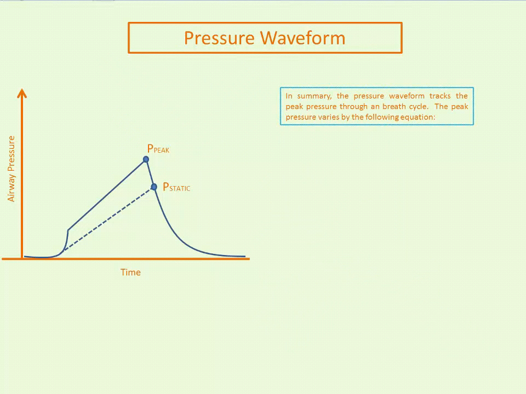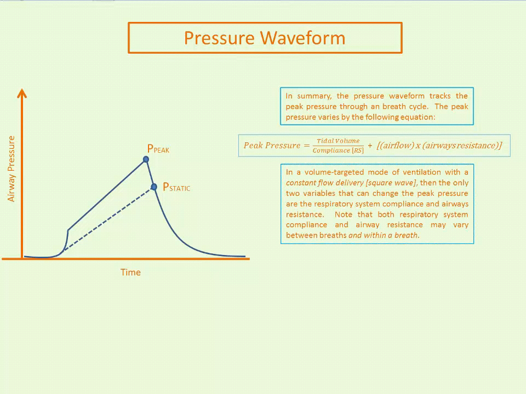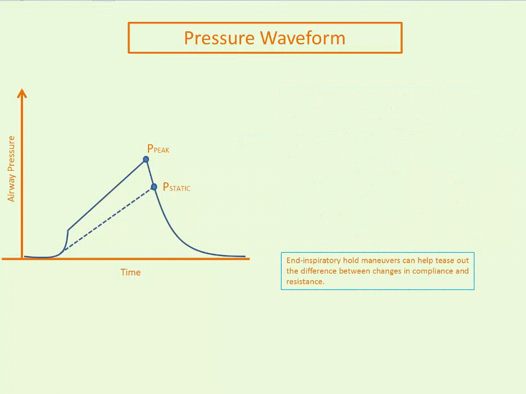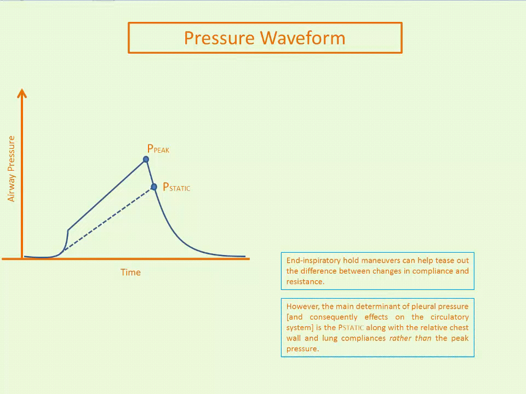Pressure waveform. In summation, the pressure waveform tracks the peak pressure through a breath. The peak pressure varies by the equation we just talked about. In a volume-targeted mode of ventilation with a constant flow delivery, the only two variables that can change the peak pressure are the respiratory system compliance and the airways resistance. Note that the respiratory system compliance and the airways resistance may vary between breaths and within a breath, and that end inspiratory hold maneuvers, that is, obtaining a plateau pressure, can help tease out the difference between changes in compliance and resistance.